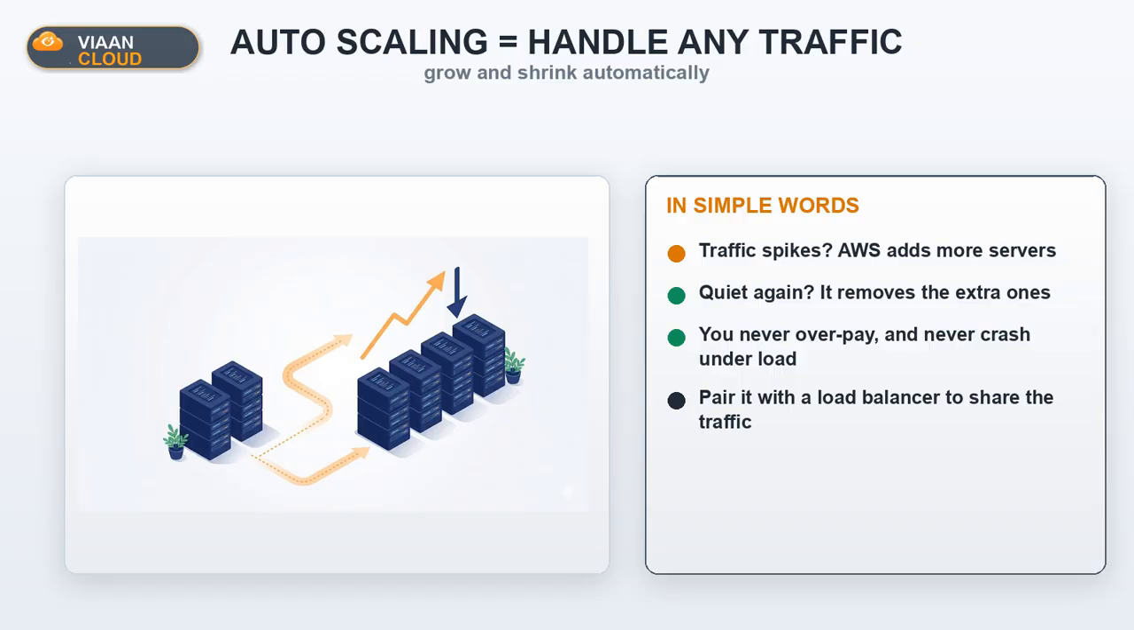Autoscaling has you covered. When traffic spikes, AWS automatically adds more servers. When it's quiet, it removes the extras. You never overpay, and you never crash under load. Pair it with a load balancer to spread traffic evenly across them.